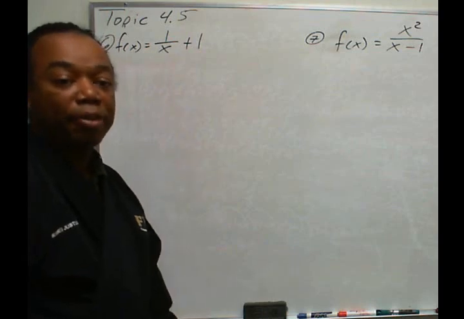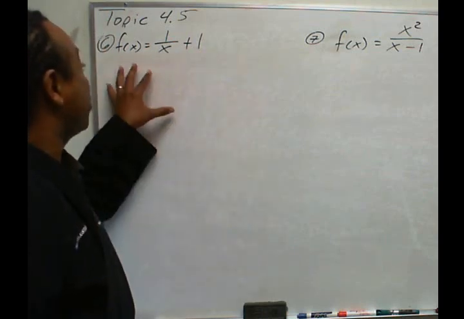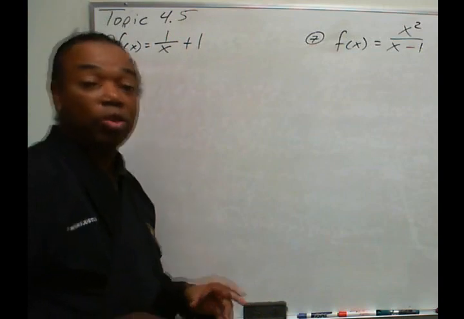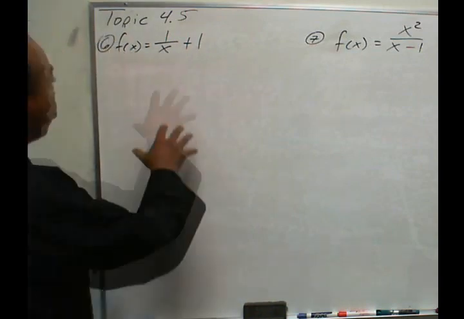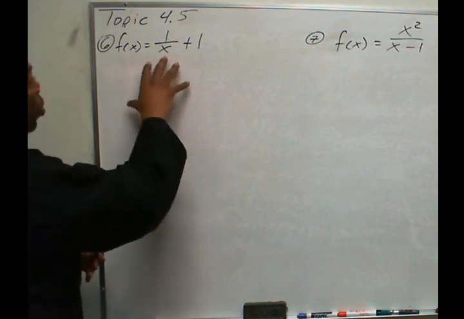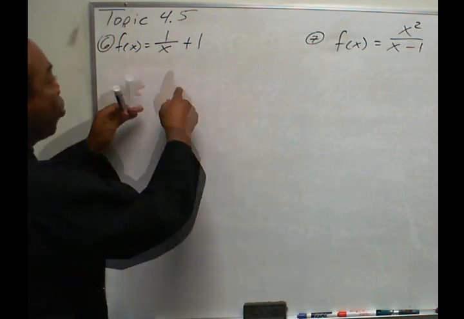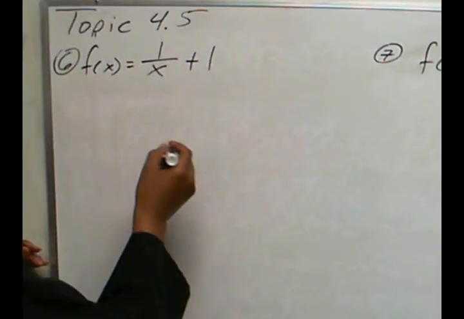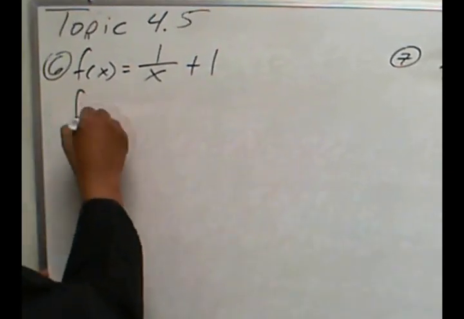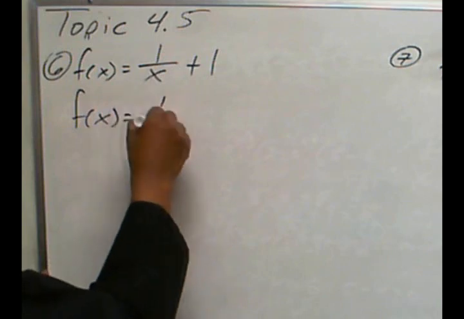Topic 4.5. We're going to be graphing rational functions. Here we have a rational function, and I want to make this into a complete rational. We have a rational part and a non-rational part. I want this all together to be a rational, so I'll need to get common denominators.